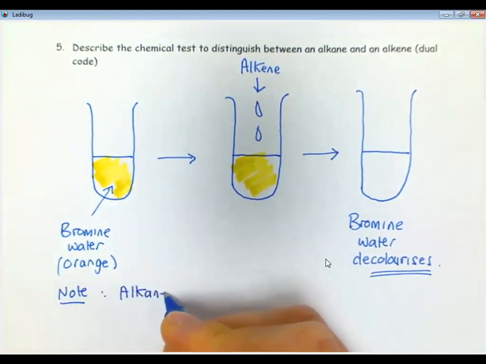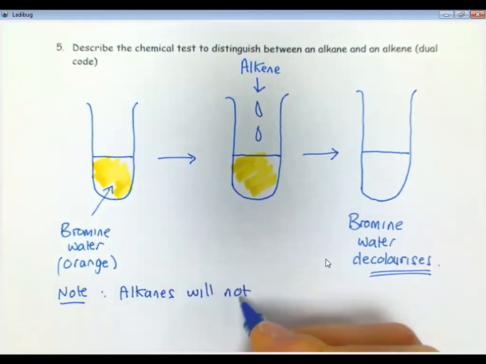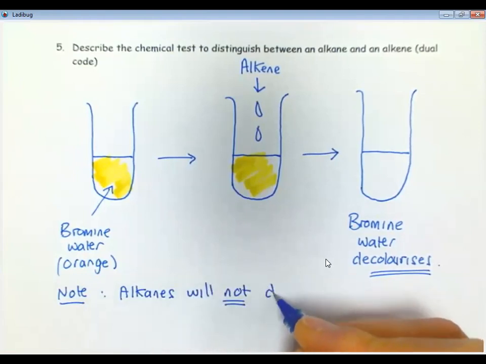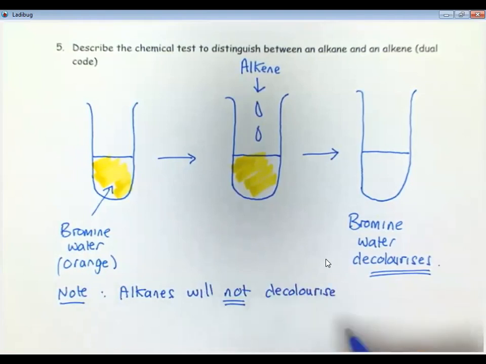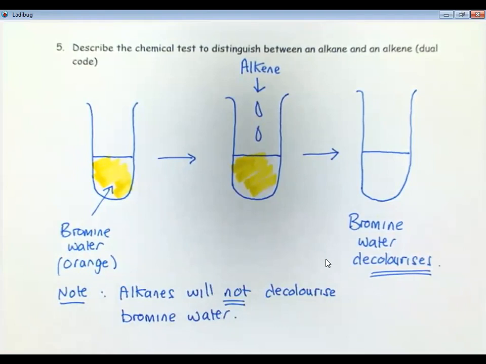Now a note under there, note, alkanes will not decolorize bromine water. And therefore this chemical test is the way we distinguish whether a hydrocarbon would be an alkane or an alkene.